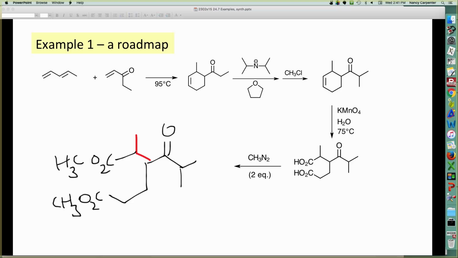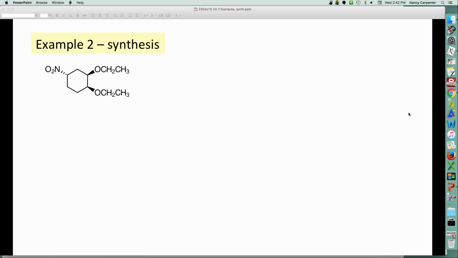Think about what you're making. If you get stuck, look at what your next set of reagents are so that you can say, well, if that's a nucleophile, I must be making an electrophile, and so on and so forth. Take your cues from oxidizing agents, etc. All right, think mechanism. Example number 2, a synthesis.